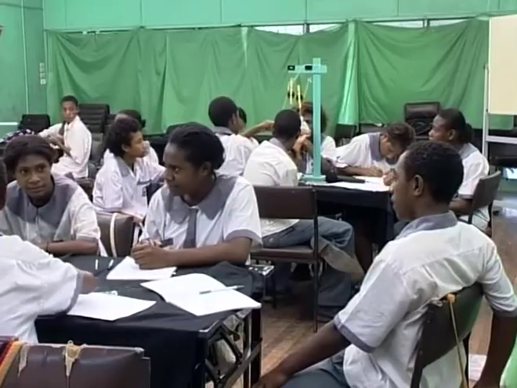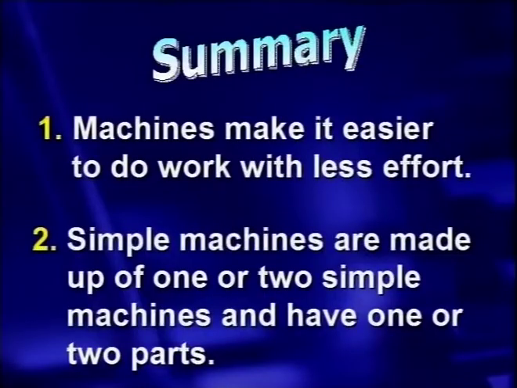Now, the pulley that we constructed today is just a simple machine. But there are some very big ones that we have. You have seen them in the pictures when I went through the different types of simple machines. Now, summary point 1 says: machines make it easier to do work with less effort.